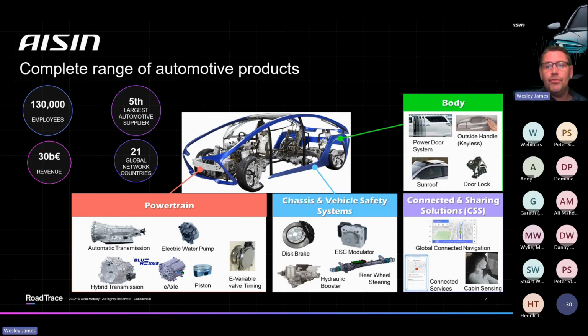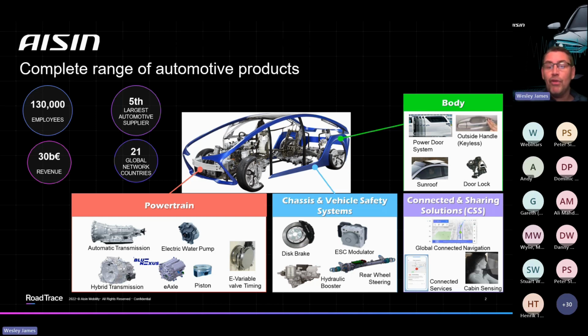So for those of you that do not know ASIN, we come from a rich history in the automotive sector of manufacturing safety equipment for the automotive OEMs. We're the fifth largest supplier in the world, with 30 billion in turnover, operating in 21 different countries. Traditionally, people know us for the chassis, where you see in the blue the vehicle and safety systems. Whether you drive an Audi, Toyota, Citroen, or Mercedes, we supply the safety equipment that goes inside the vehicles.